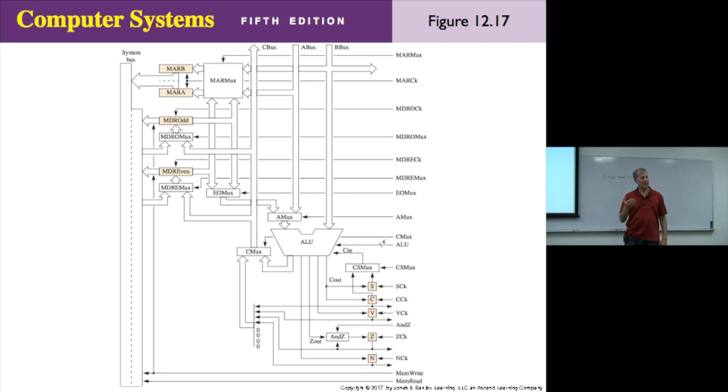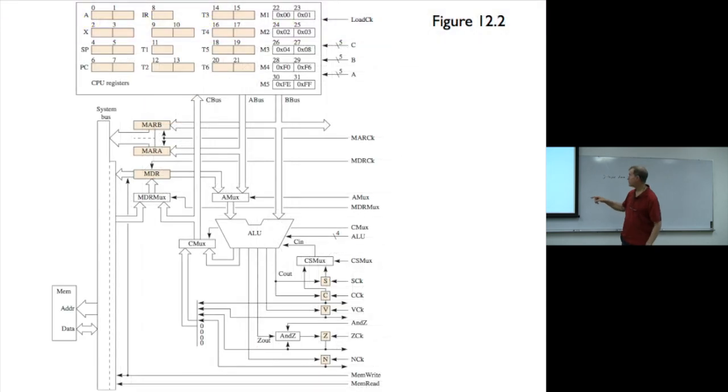When the data came from memory, where did it go? It went into the what? No, when we did a memory read and read something from memory, where did it go? Let's go back and look. Here's figure 12.2. Oh, into the MDR. It went through the memory, and you see that it's a one-byte data bus, and it went through the MDR mux into the MDR. Now, what is the MDR?